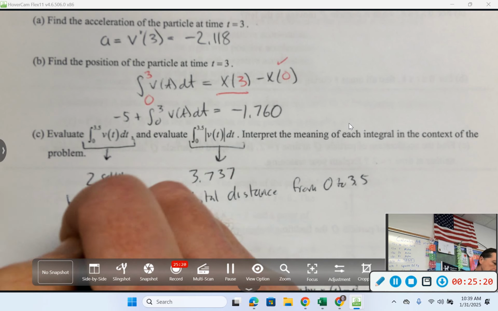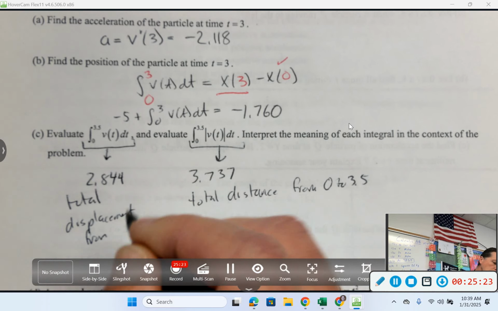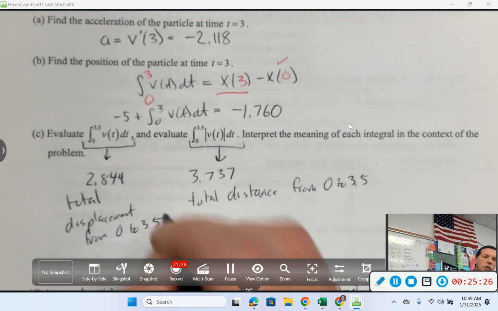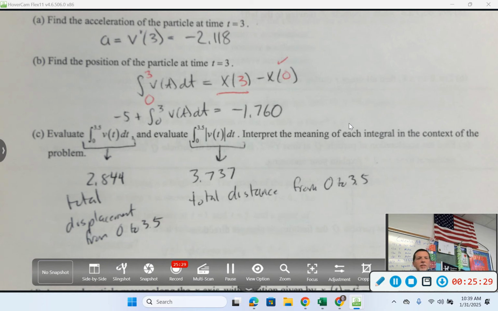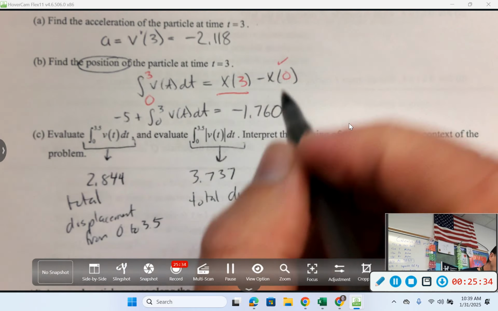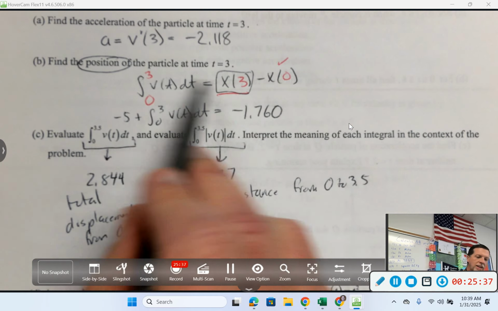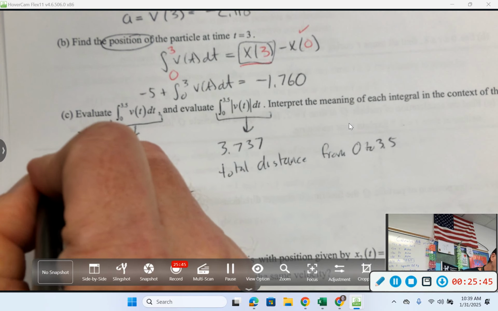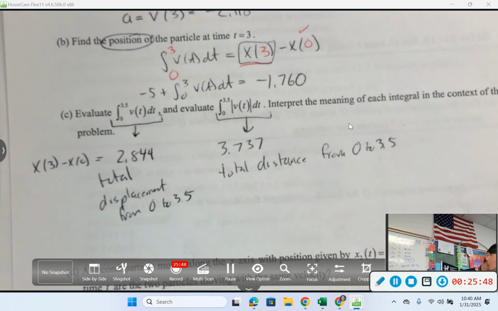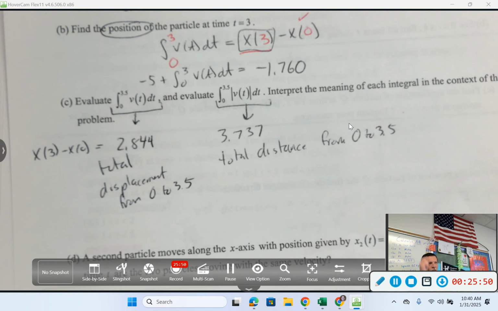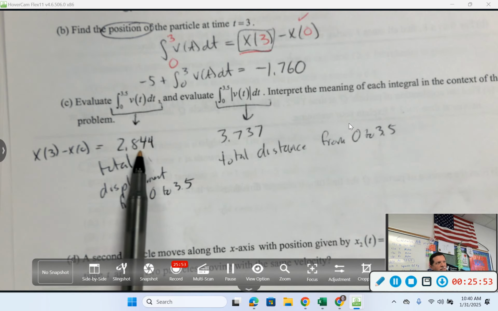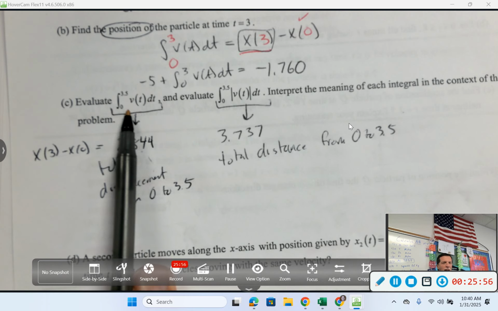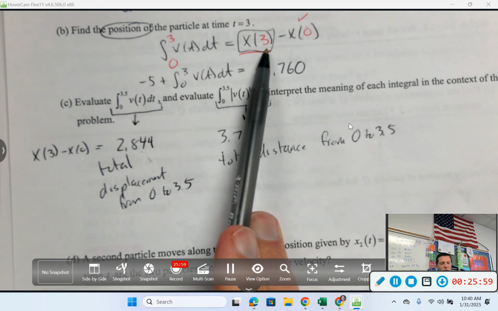So how can you subtract it by 5 for B? Okay, great question. How come I subtracted in part B but not in part C? Because I'm looking for a position, so I'm looking for x of 3, so I need to get x3 and x0 in there. For part C, it's true that this is equal to x of 3 minus x of 0, but I don't really need that because the whole chunk of stuff is the displacement. So for displacement, I don't need to worry about the plus and the minus stuff. And for actual position, I do.